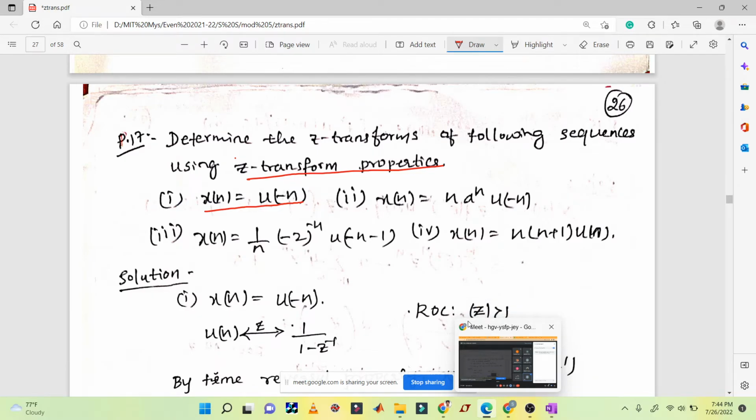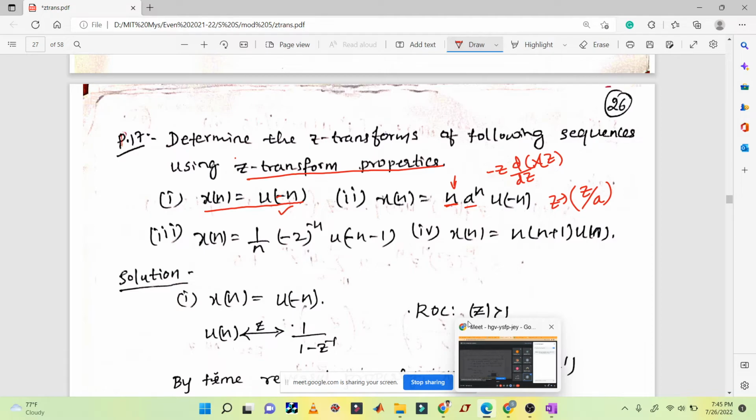First one is time reversal. Instead of u of n, we have u of minus n. So this is based on the reversal property. And here it is multiplied by n. Multiplication by n means multiplication by ramp, which is the differentiation property: minus z into d by dz of x of z. So we need to first find this. Okay, and then multiplication by exponential is z replaced by z by a.